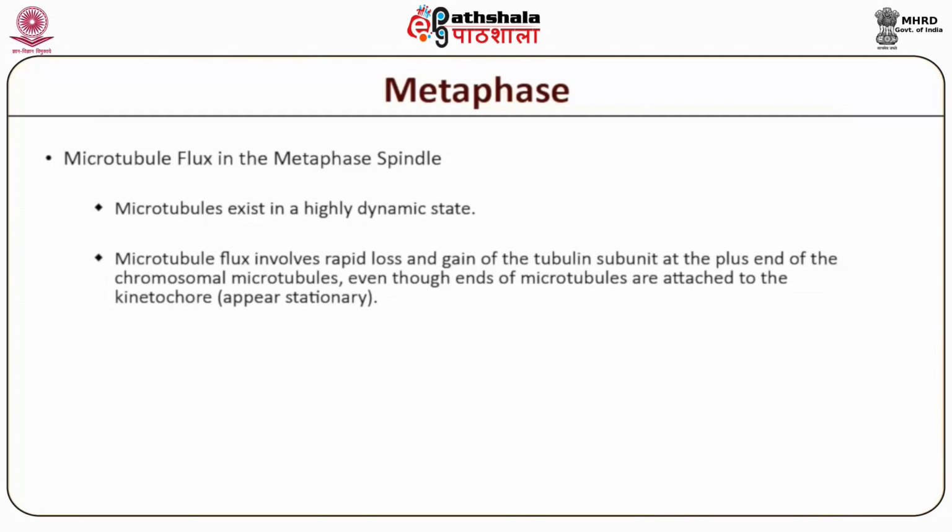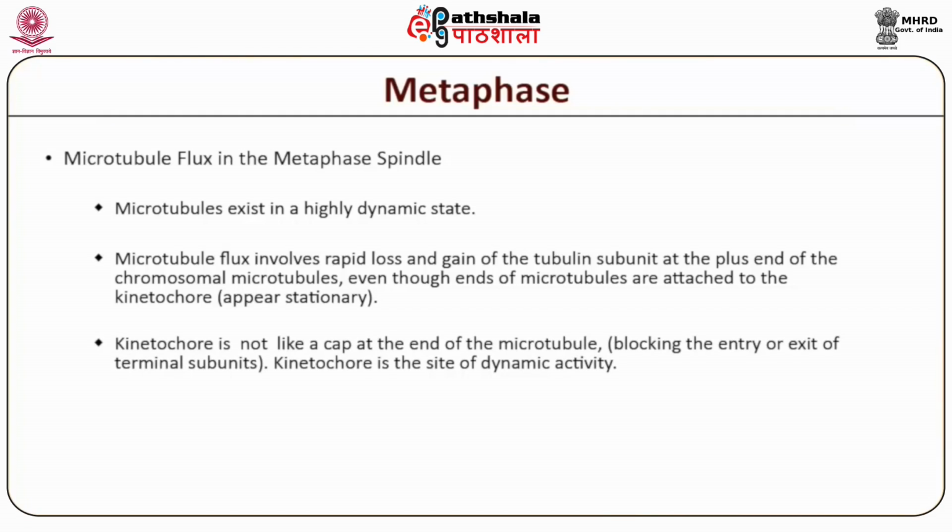Subunits are incorporated preferentially at the kinetochore of chromosomal microtubules and the equatorial ends of the polar microtubules, and are lost preferentially from the minus end of the microtubules in the region of the poles. Tubulin subunits move through the microtubules of the metaphase spindles at the rate of about 1 micrometer per minute.